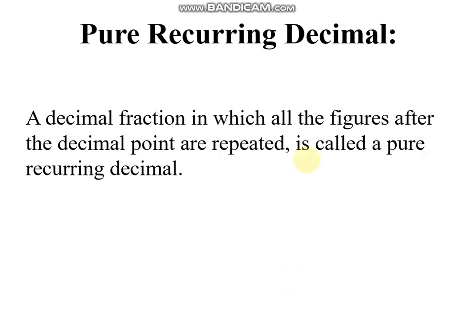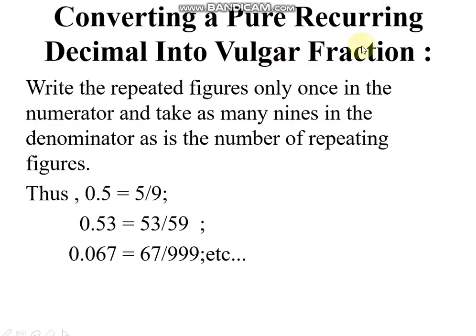Okay, pure recurring decimal: a decimal fraction in which all figures after the decimal point are repeated is called a pure recurring decimal. Converting a pure recurring decimal into a vulgar fraction, how can we convert? Write the repeated figures only once in the numerator and take as many nines in the denominator as the number of repeating figures. Here 0.5 is 5 by 9, 0.53 is 53 by 99, 0.067 is 67 divided by 999 etc. Like this you have to write.